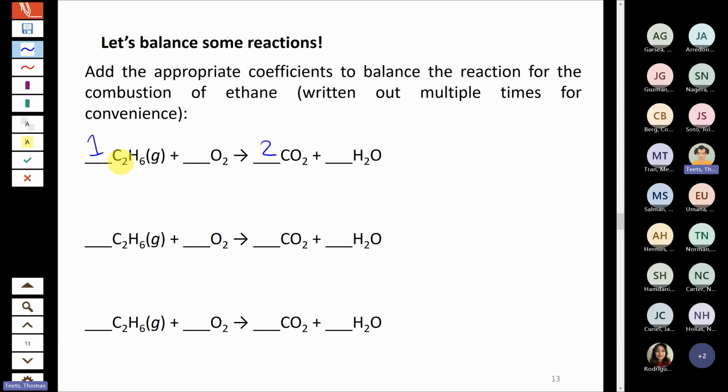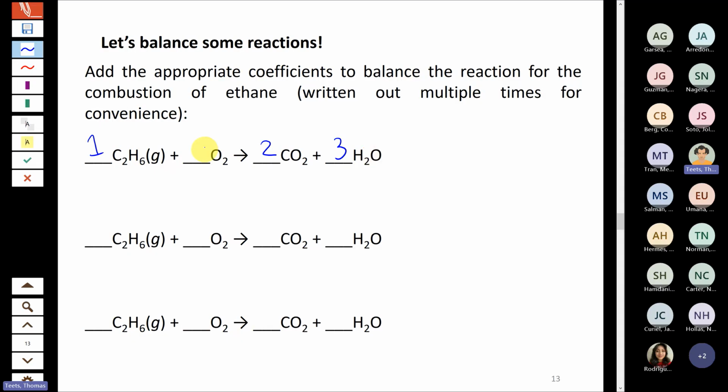And then similarly for hydrogen, hydrogen only appears once on each side. So we have 6 hydrogens right now on the left side from C2H6. Water is the only product that has hydrogen. Water has 2 hydrogens in it. We need a total of 6. We're going to need a coefficient of 3 to make sure there are 6 hydrogens on each side. So now we've balanced carbon and hydrogen. Ideally, we don't want to adjust those coefficients anymore because that's going to throw everything out of balance.